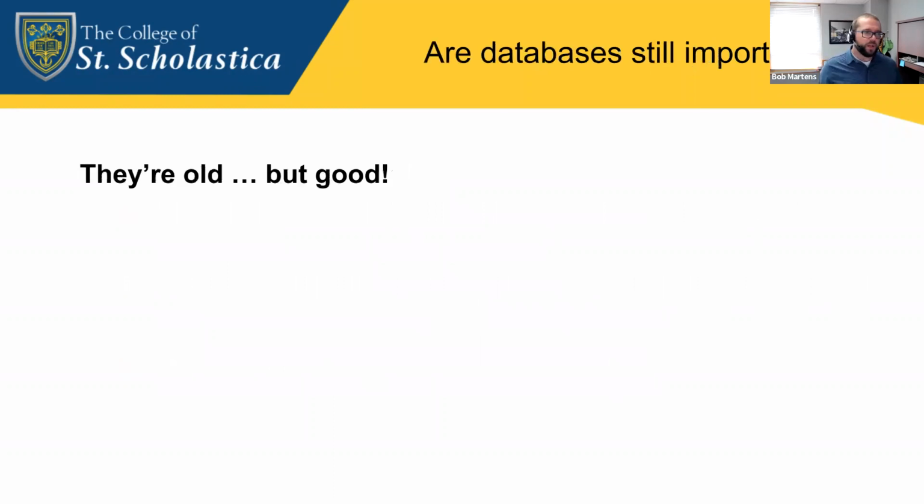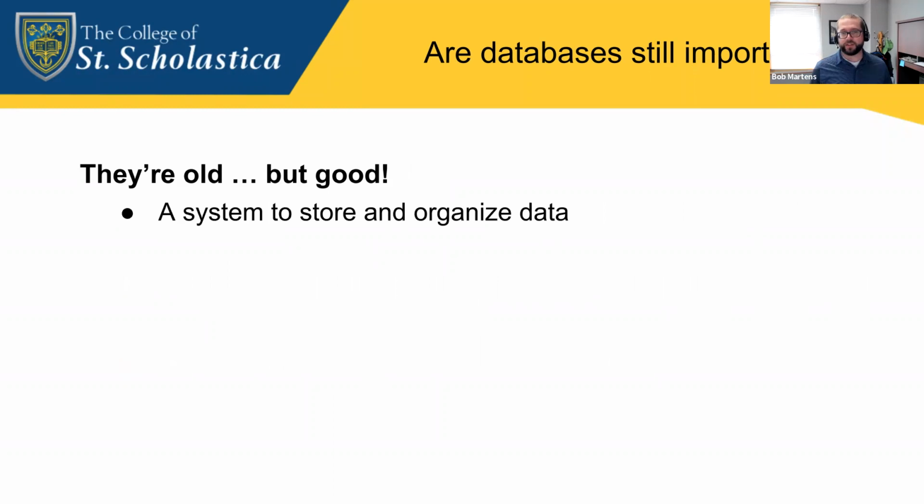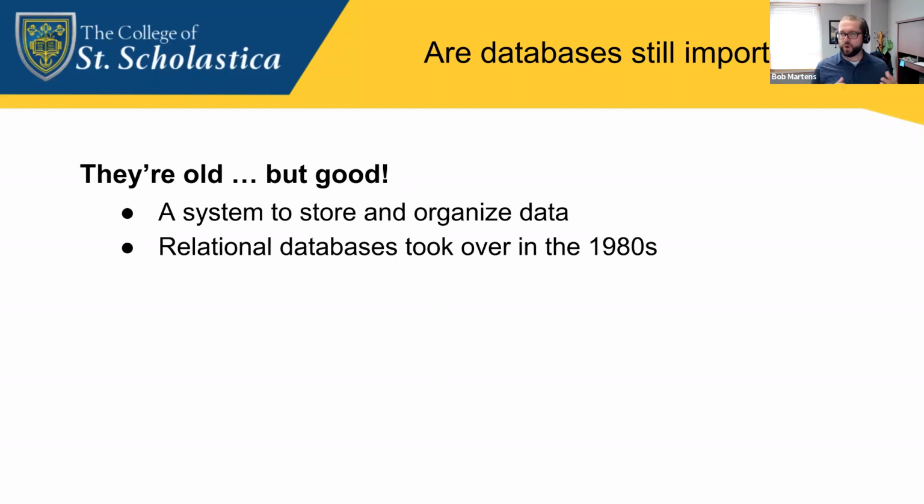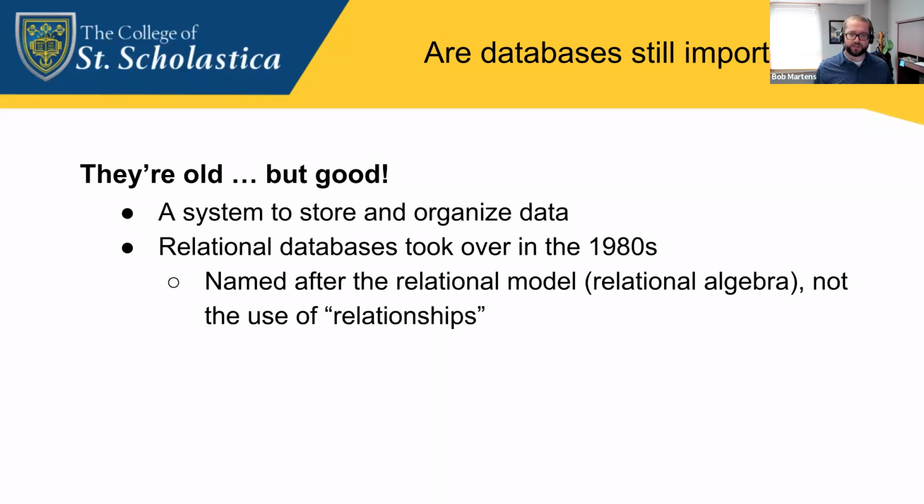So one of the ways that data is stored is utilizing databases, and are databases still important? Is how data is stored important? One thing we like to say here on campus is databases may be old, but they're still good and still useful. Databases are simply a system to store and organize data. There are a lot of different ways you can do that. Relational databases, which is what we're more used to thinking through, really took over in the 1980s, but they're based on concepts that started way back in the 1960s.